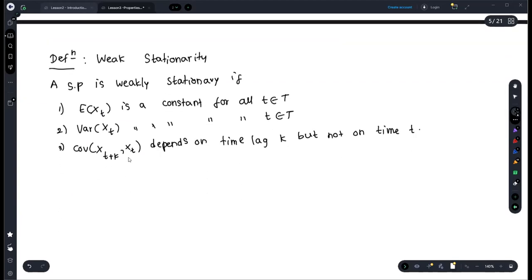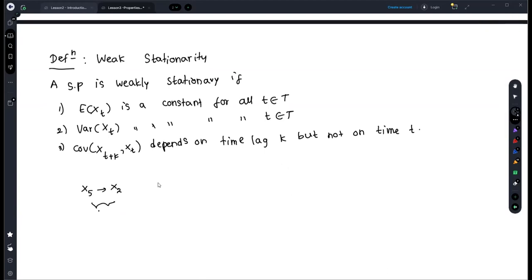So wherever you start and end doesn't matter, right? So that means if you look at x5 to x2, the time lag is 3, right? So if you look at x8, x5, k is 3. So it doesn't matter where you start or where you end. Only what matters is that k, the lag. Okay.